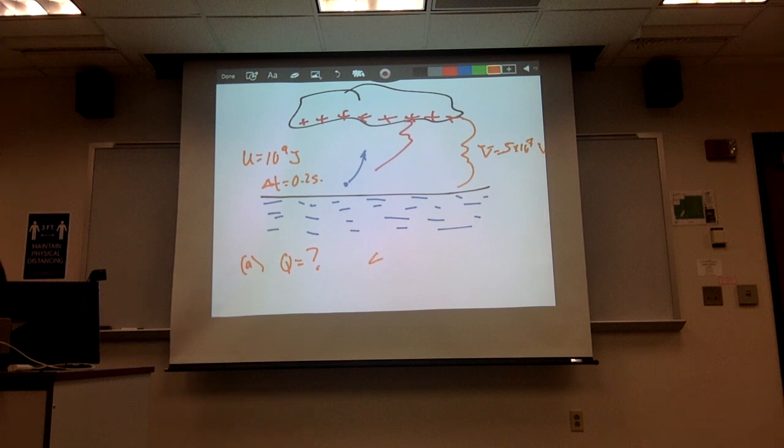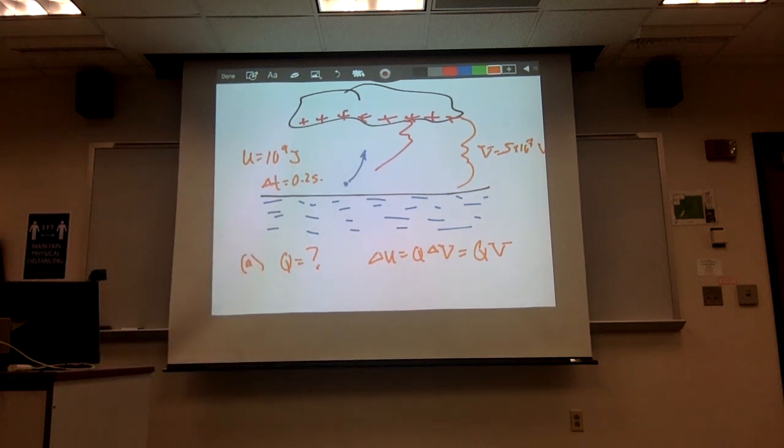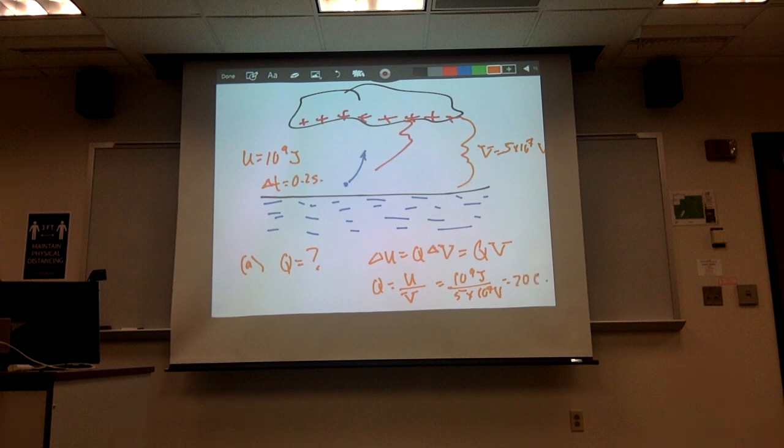We know that the change of potential energy is equal to the charge times the change of potential, which in this case is the charge times the potential difference between the ground and the cloud. Which means my charge is equal to the change of potential energy divided by the potential. So it's 10 to the 9th joules divided by 5 times 10 to the 7th volts, which is equal to 20 coulombs. So I have 20 coulombs of charge, which is ripped out of the Earth and then brought up into the cloud.